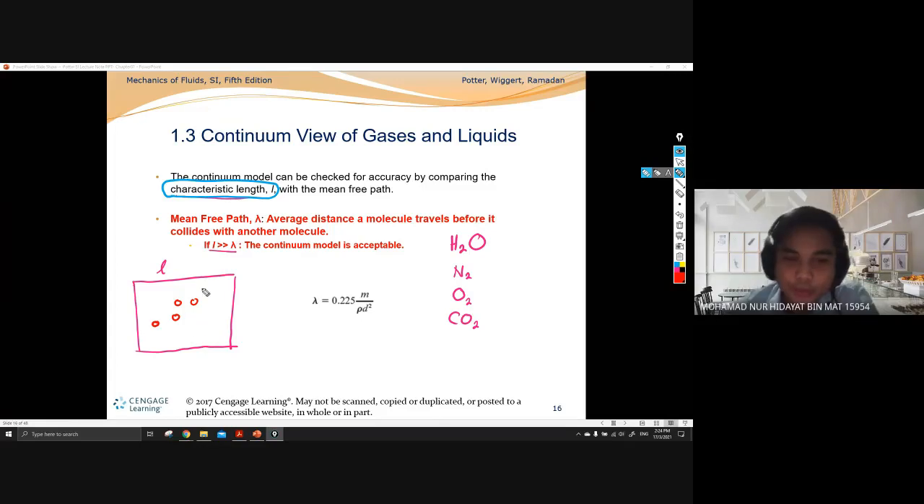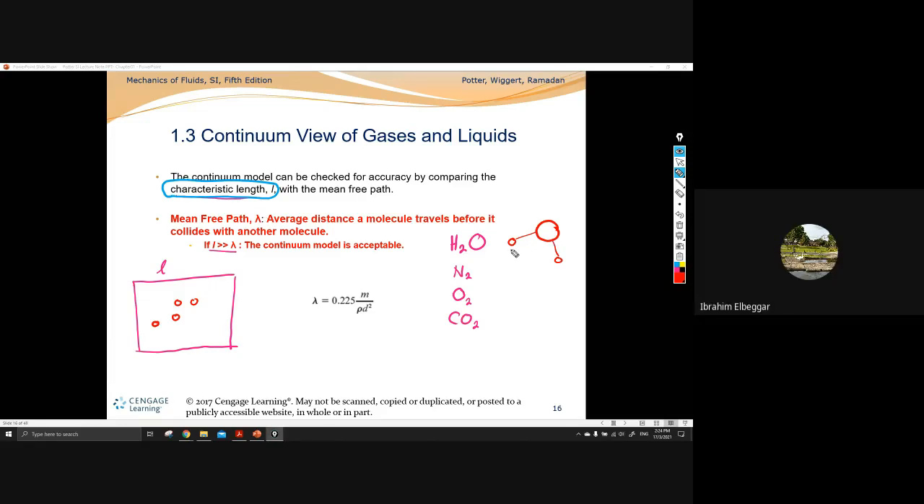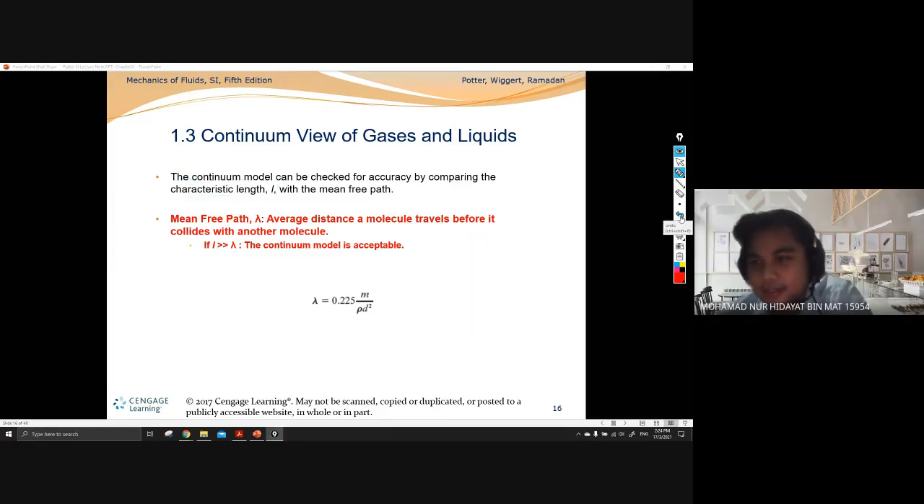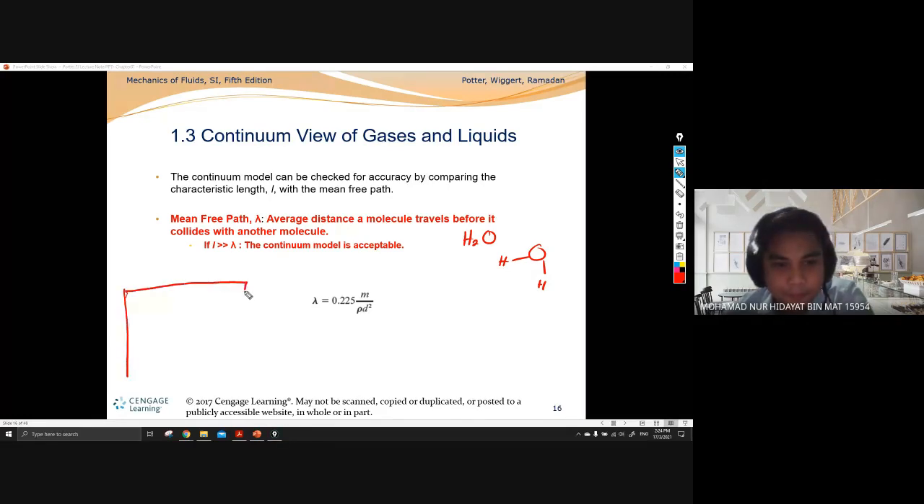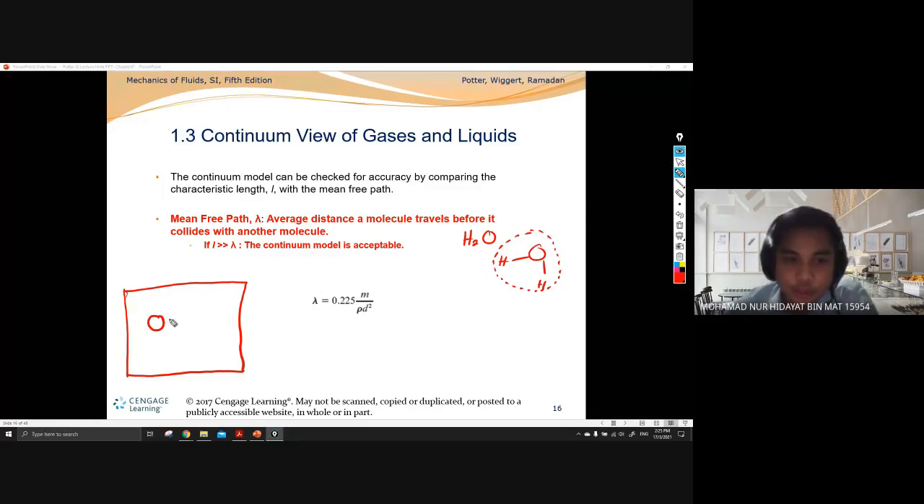Okay, for this case, we know that H2O is water. Supposedly this is oxygen, this is hydrogen, right? So when we consider it as the continuum process, we consider it as the imaginary molecule. So we consider here as the molecule inside here.